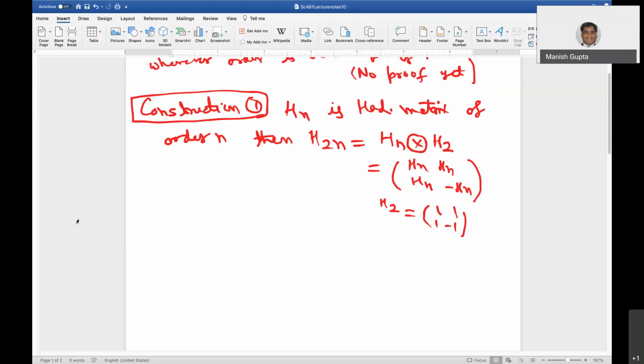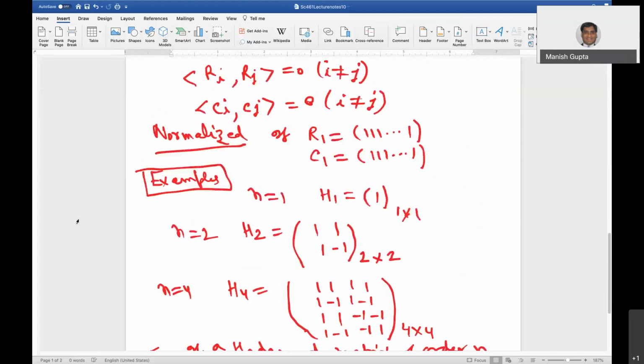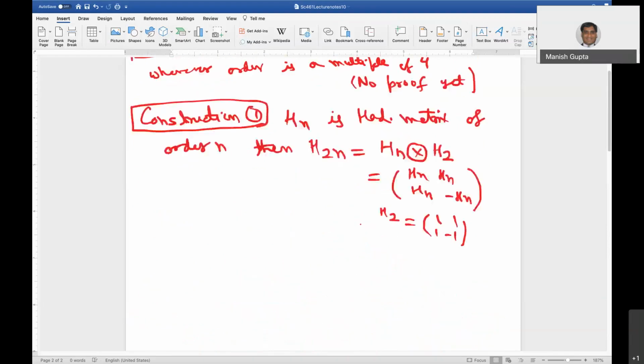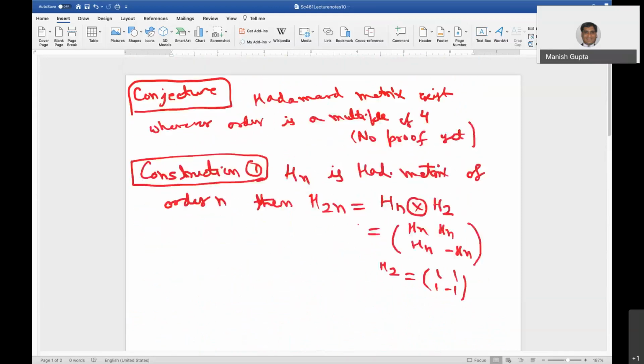So basically, from H2 you can construct H4. H2 is from this side, so this is your H2, H2, H2, minus H2. You're blowing up from this side, taking the tensor product from this side. I think this is a very basic thing. So from here you can construct H2, H4, H8 and so on.